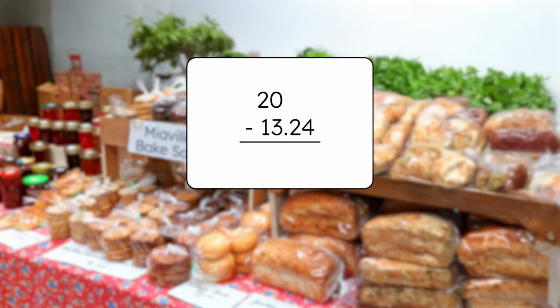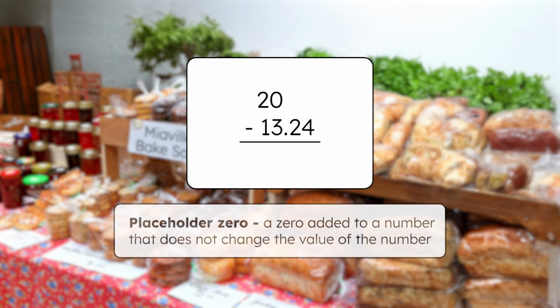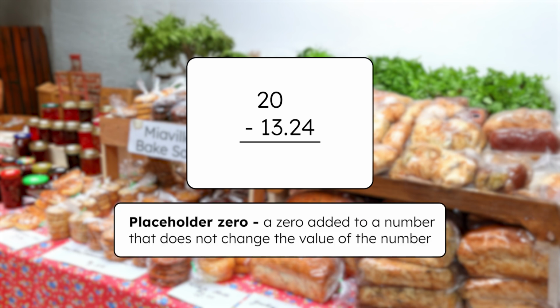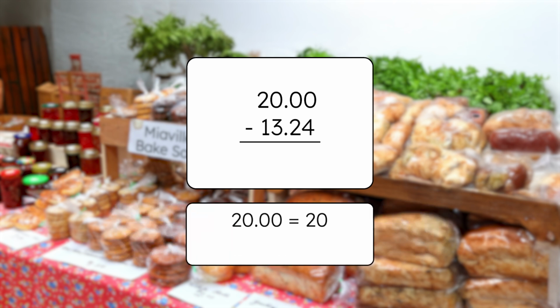When we're adding or subtracting decimals that have a different number of digits, we can use something called a placeholder 0. This is a 0 that can be added to a number that won't change its value. For example, we can turn 20 into a decimal by adding a decimal point after the ones place, a placeholder 0 in the tenths place, and a placeholder 0 in the hundredths place. 20 and 0 hundredths has the same value as 20, like how 20 and 0 cents is still $20.